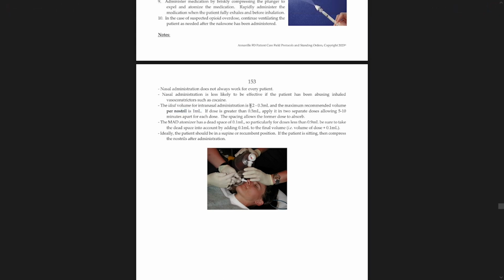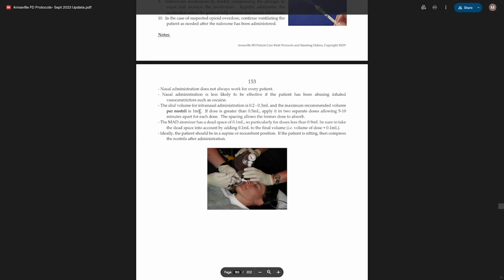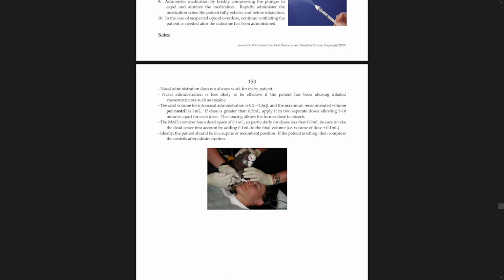If the dose is greater than 0.5 mL, apply it in 2 separate doses, allowing 5 to 10 minutes apart from each dose. The spacing allows for the former dose to absorb. The mucosal atomizer device has a dead space of 0.1 mL, so particularly for doses less than 0.9 mL, be sure to take the dead space into account, adding 0.1 mL to the final volume, i.e. volume of the dose plus 0.1 mL.